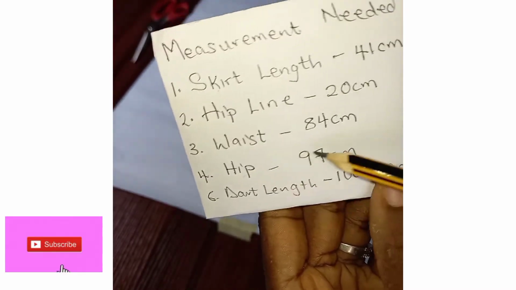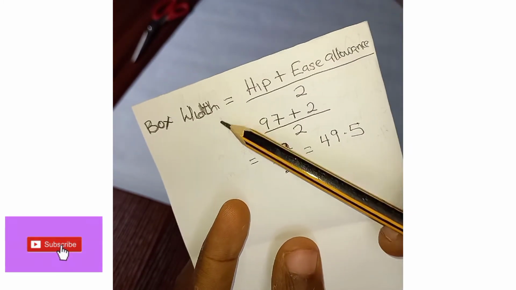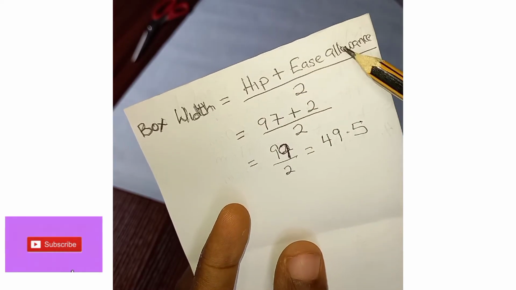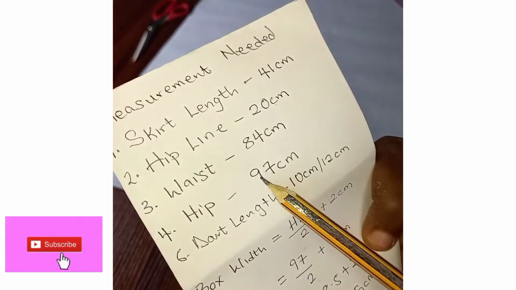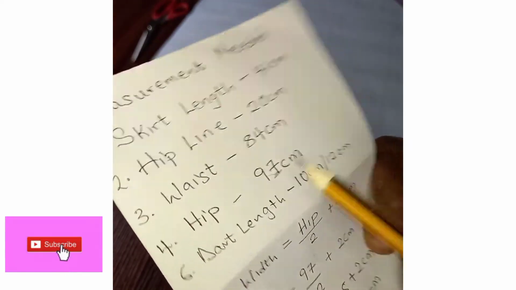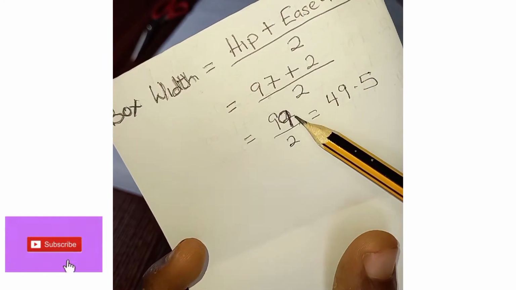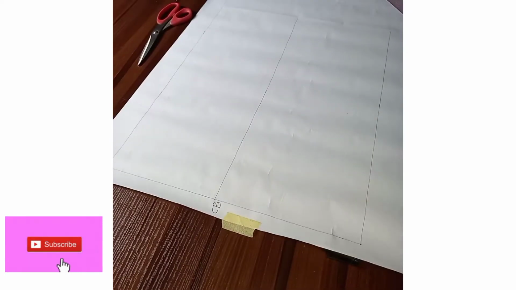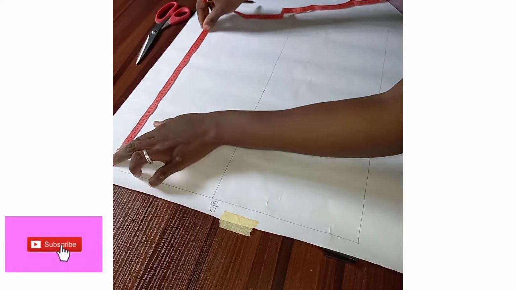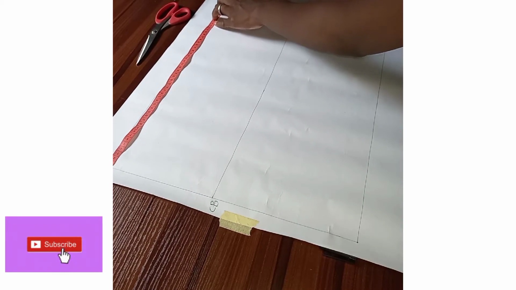After that I'll be needing my hip measurement to get my box width. That is the widening, because our pattern is going to be inside the box. To get the measurement for your box, we'll be making use of your hip measurement plus its allowance, divided by 2. Since my hip is 97 cm, 97 plus 2, this 2 is my ease allowance, will give me 99, divided by 2, which is 49.5. I'll be using that to determine the width of my box.